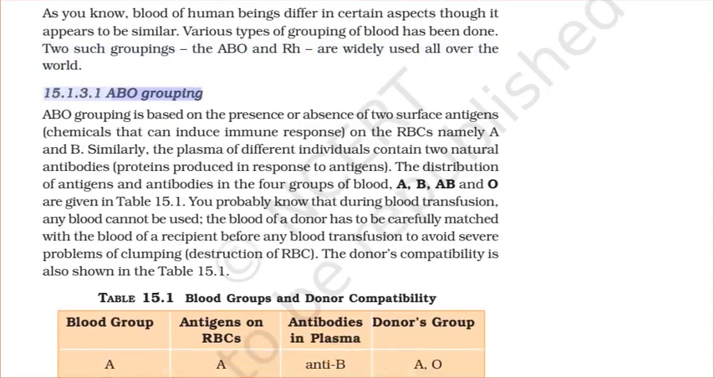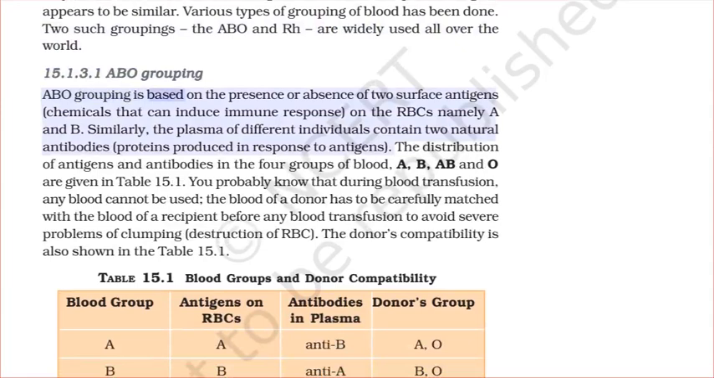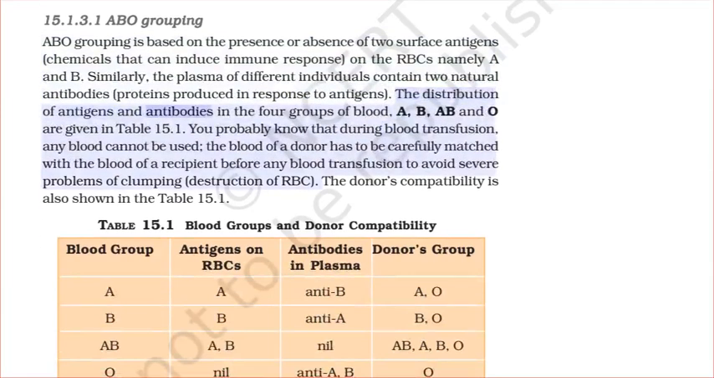ABO grouping. ABO grouping is based on the presence or absence of two surface antigens, chemicals that can induce immune response on the RBCs, namely A and B. Similarly, the plasma of different individuals contain two natural antibodies, proteins produced in response to antigens. The distribution of antigens and antibodies in the four groups of blood, A, B, AB, and O, are given in the table.